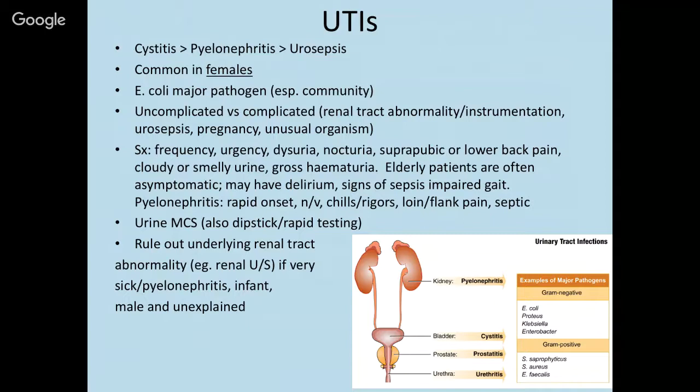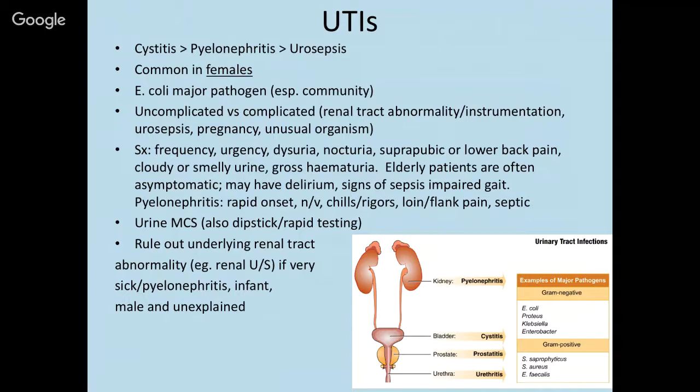UTIs you can break down into uncomplicated, which is most like cystitis, standard female, and complicated. Complicated when it's unusual, like an unusual reason why they got a UTI. So it might be that they've got a renal tract abnormality. They might have an instrument, like a catheter in. When they actually get a severe infection, it's considered complicated.